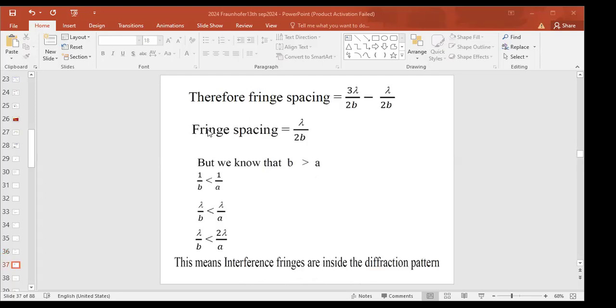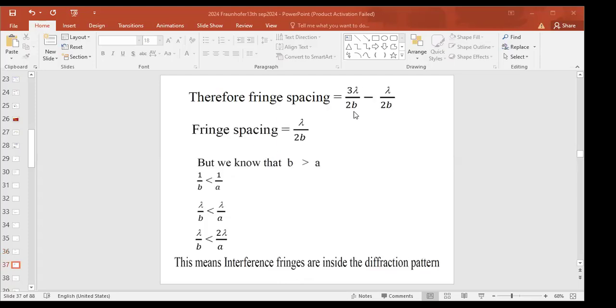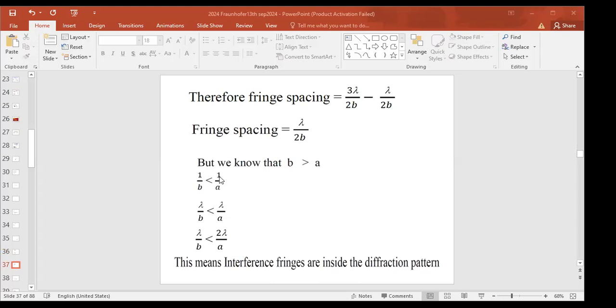Therefore, for the fringe spacing, you have to take the subtraction of this one and the neighboring one. So here we consider 3 lambda over 2b minus lambda over 2b. This is for the first case, second case, third case, fourth case, like that. If you consider the first and second case, then like in the previous single slit case, you can easily get the fringe spacing. So the fringe spacing in this case is equal to lambda over 2b. In the single slit, it was lambda over a, you remember?